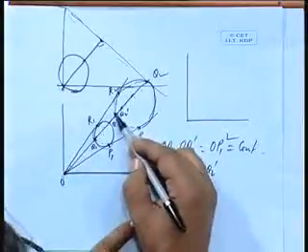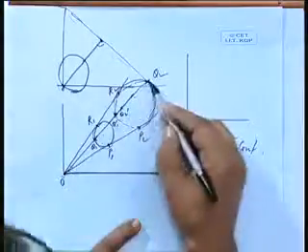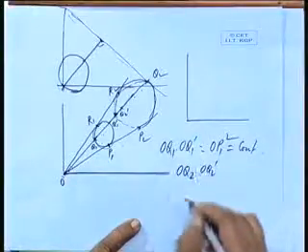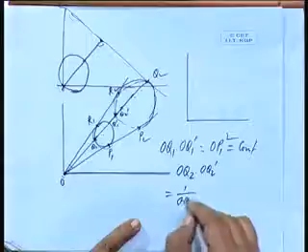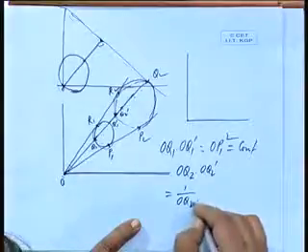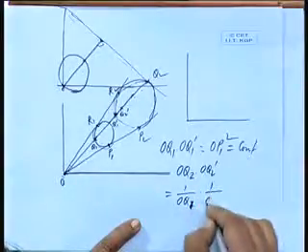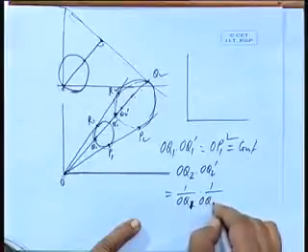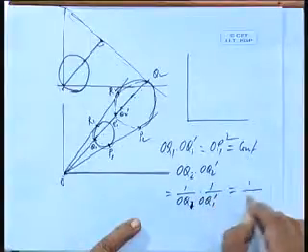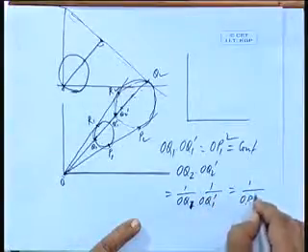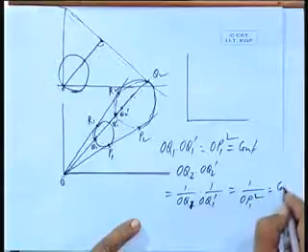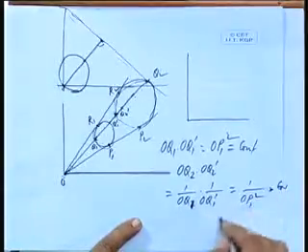OQ2 dashed into OQ2 will be just inverse of these, 1 by OQ1 into 1 by OQ1 dashed, and 1 by a constant OP1 squared, which is again a constant. Okay.